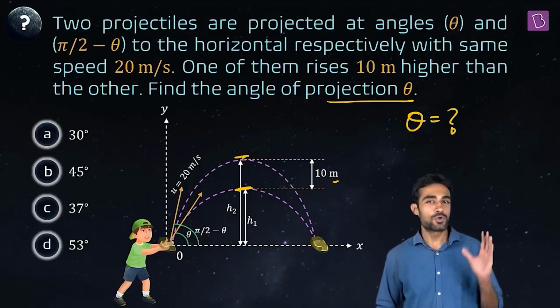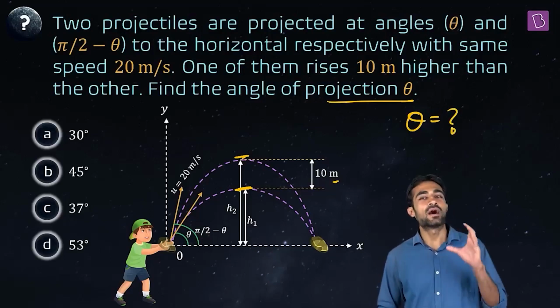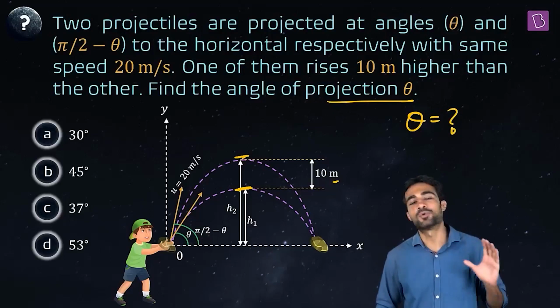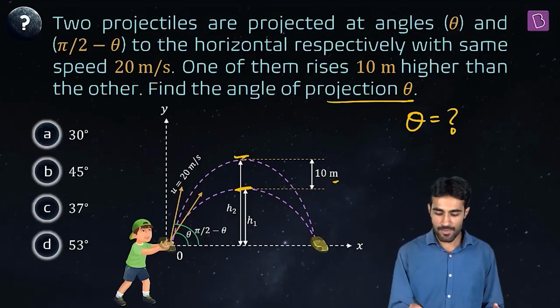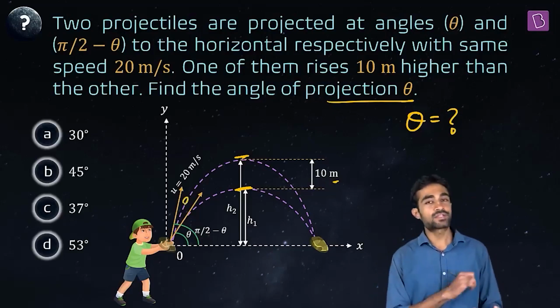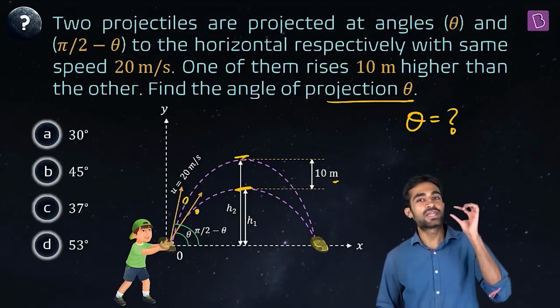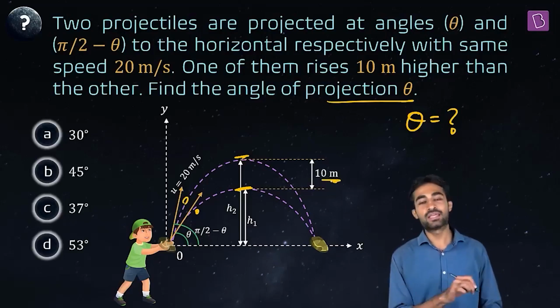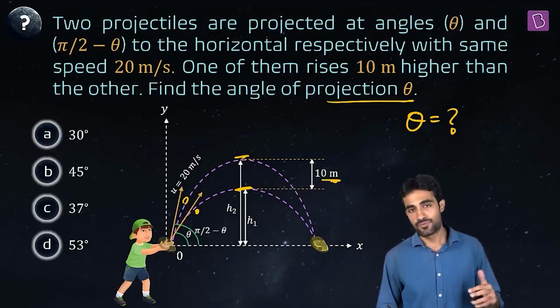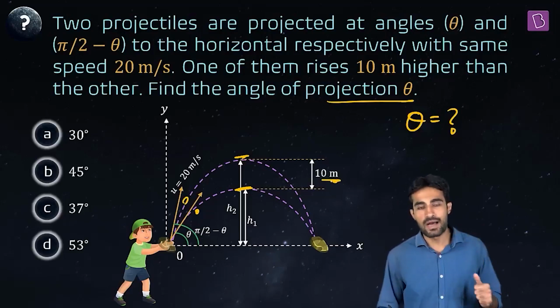Yes. Now what do we need? We need the maximum height formula. We will calculate the maximum height for the second projectile, we will calculate the maximum height for the first projectile, and then we will take the difference. The difference must be 10 meters. And from that we will obtain the value of theta.